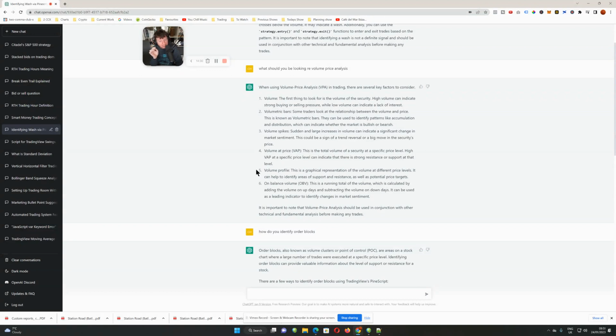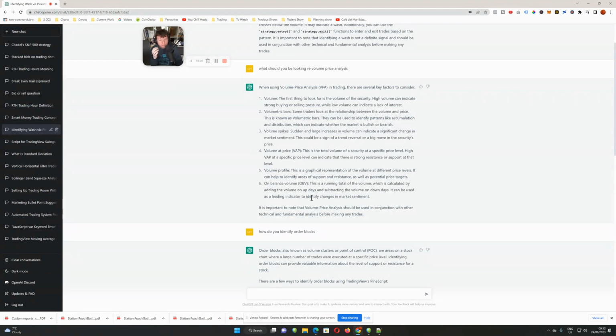Volume profile: this is a graphical representation of volume at different price levels. That's just what I've just showed you. It can help identify areas of support and resistance as well as potential price targets. And then on balance volume: this is the running total of volume, which is calculated by adding the volume of the up days and subtracting the down days. So otherwise known as a potential delta. Obviously, you can do that on, say for instance, a 5-minute chart or a tick chart, so it doesn't necessarily have to be on a daily basis.